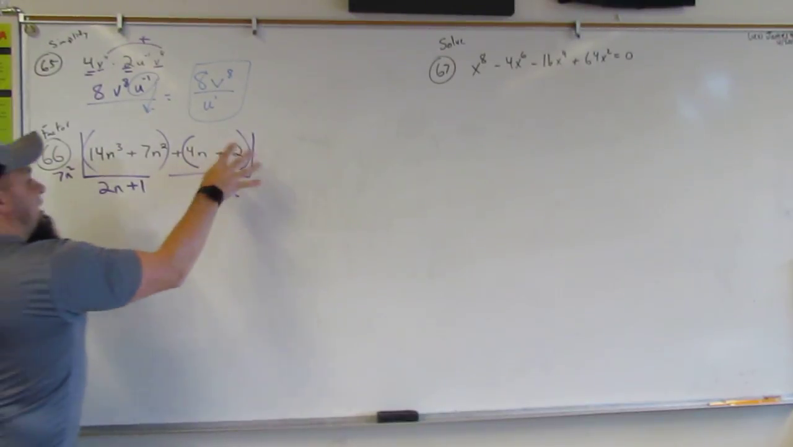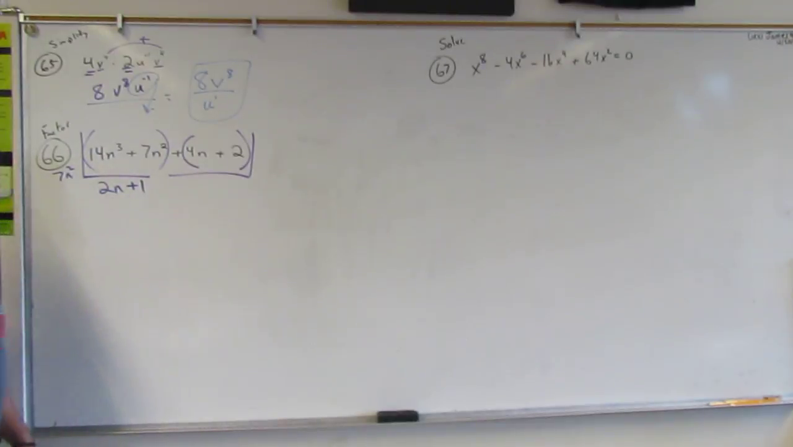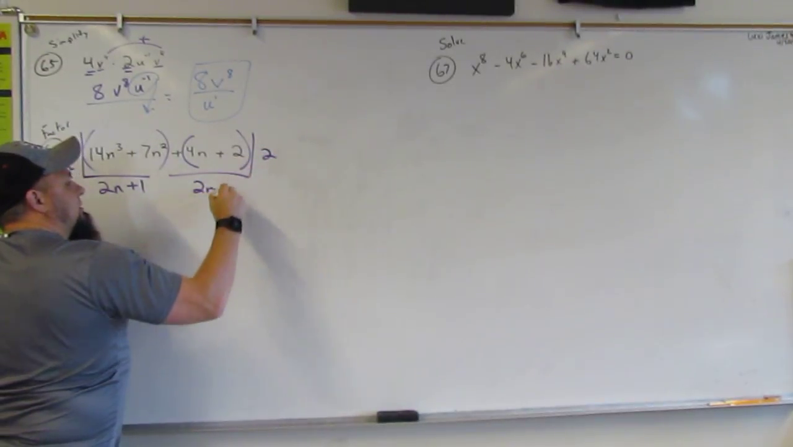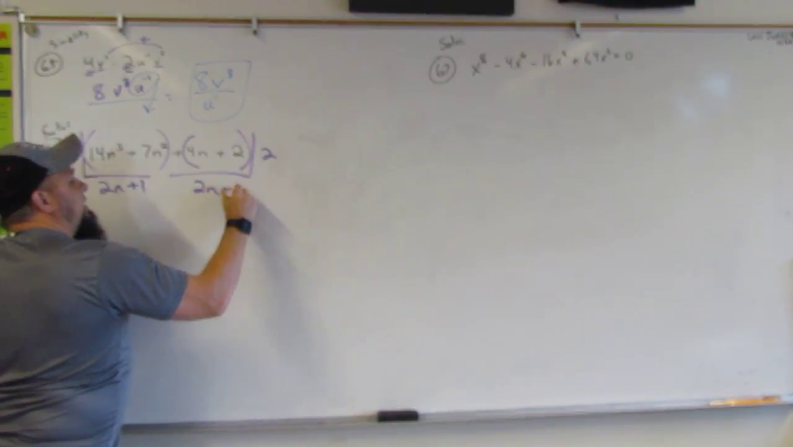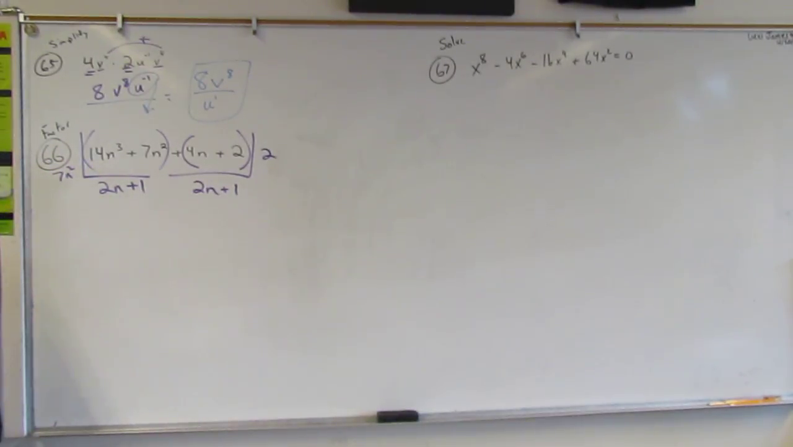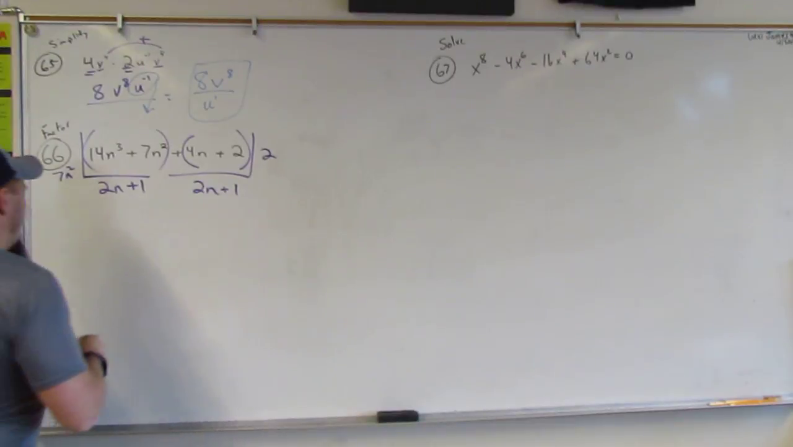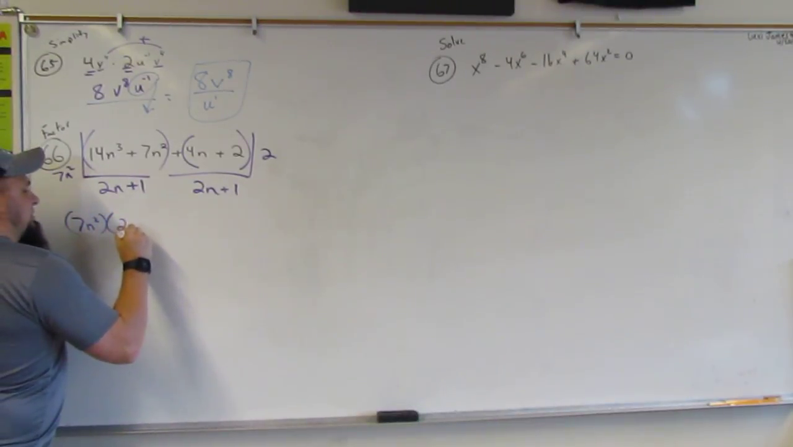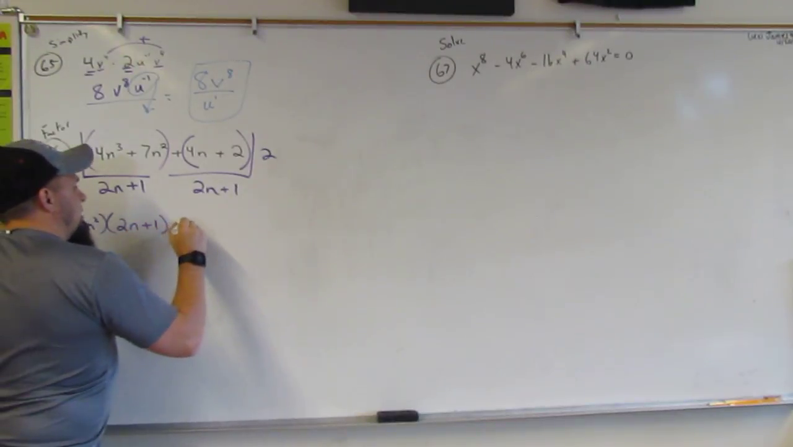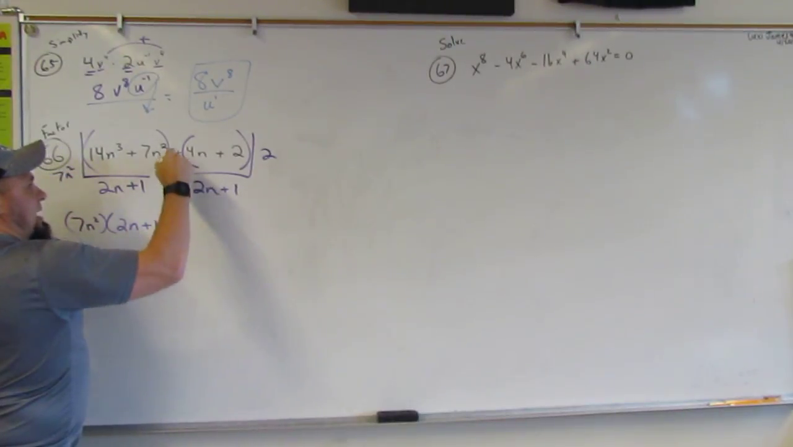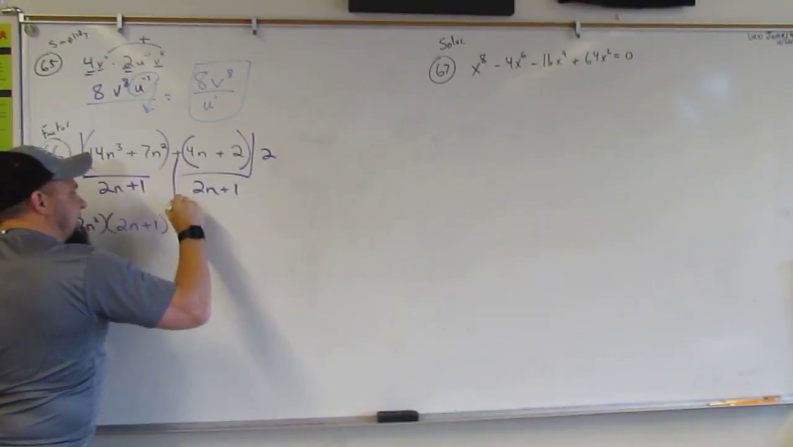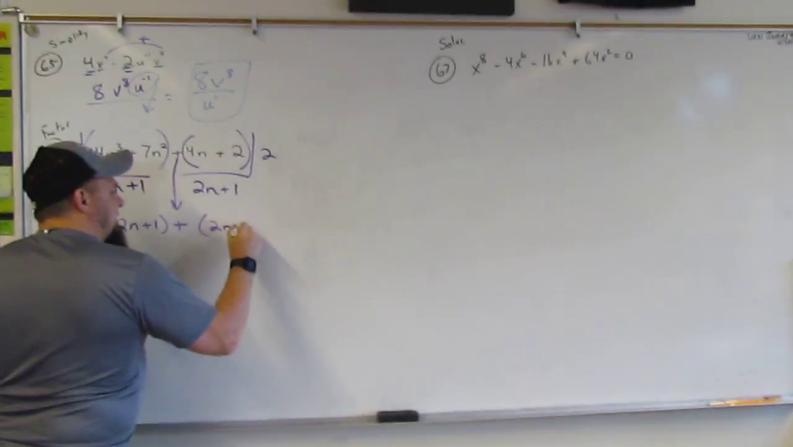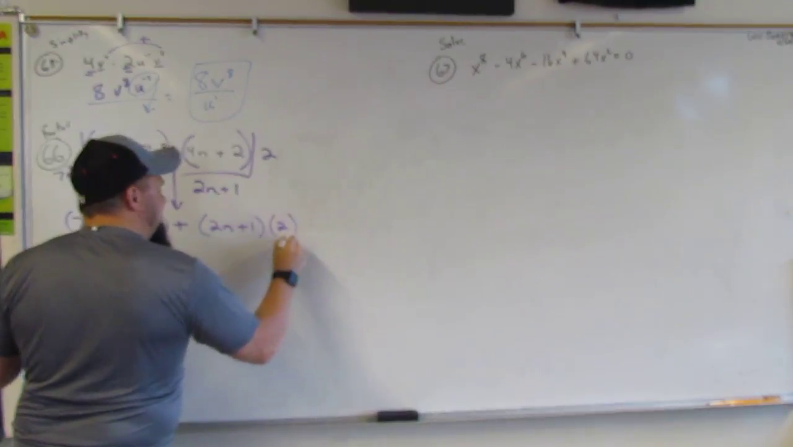Okay? Same thing here. What goes into 2 and 4? 2. How many times? 2. And plus 1. Good. Now look at this. This is beautiful. Okay? We have 7n squared times 2n plus 1, plus, that plus comes down. This plus comes down. Okay? 2n plus 1 times 2.